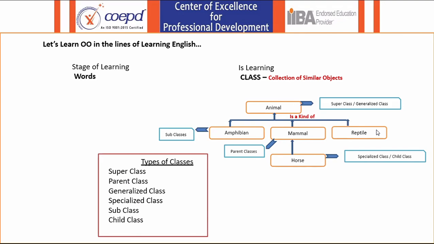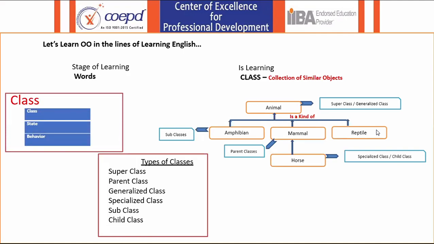Okay. And the symbolic representation of this class for the technical people is like this. This is the way they represent the class: class, state, behavior. Understand? What is generalized class and specialized class? Generalized class is, for example, you are a trainee, I am a trainer. Both are human beings, right?